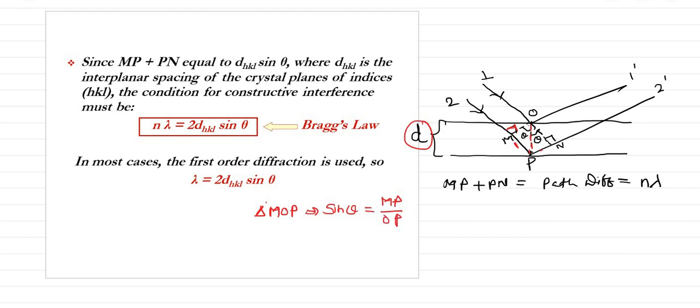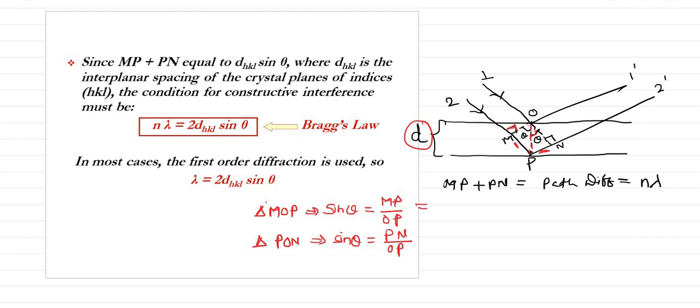Similarly, in the second triangle, PON, we have the same definition. Sin theta is equal to, with respect to this theta, the opposite side, that is PN, divided by the hypotenuse. Again, with respect to this triangle also, OP is the hypotenuse, right?